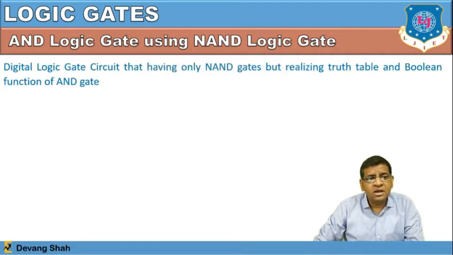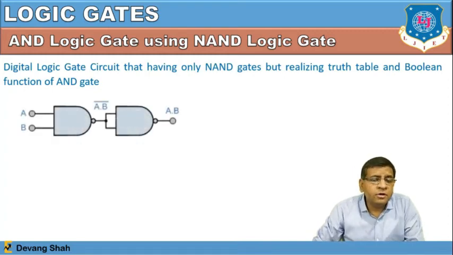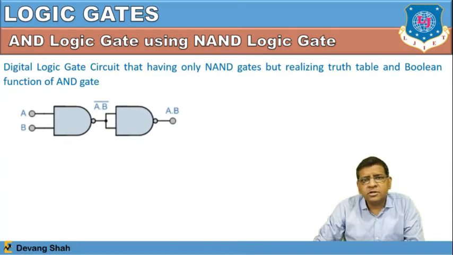You can see this is a digital logic gate circuit using only NAND gates, and we have to realize the truth table and Boolean function of the AND gate. That's what we have to do. The first gate is a NAND gate having the two inputs A and B, so the output is (A dot B) bar, and after that I put the NOT function using the NAND.